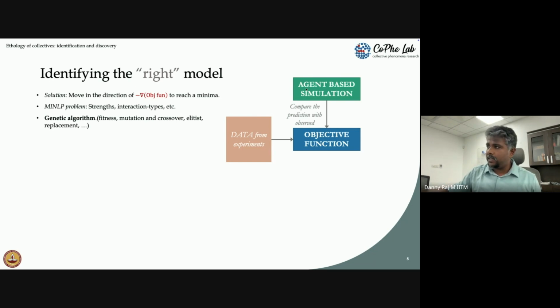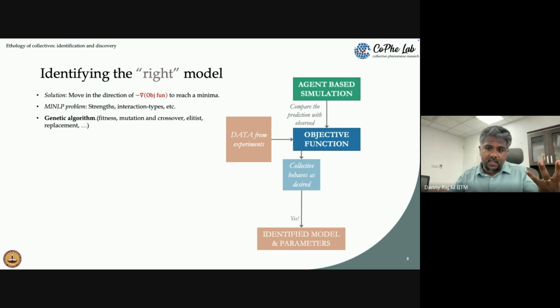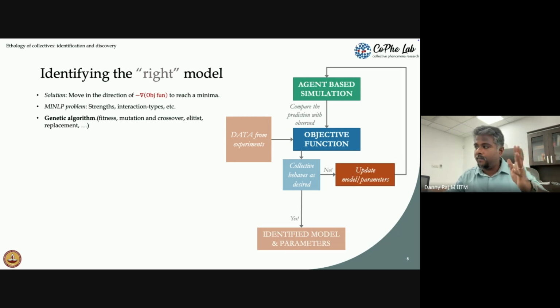The agent-based model is there. Once you feed in all the parameters, you'll be able to do a forward simulation. And then you check the objective function, your m minus m cap, to see whether the collective behaved as desired. If it does, then you've already identified the parameters. But most likely it won't, because you end up starting with a guess solution, right?